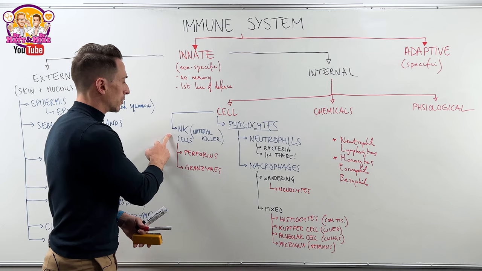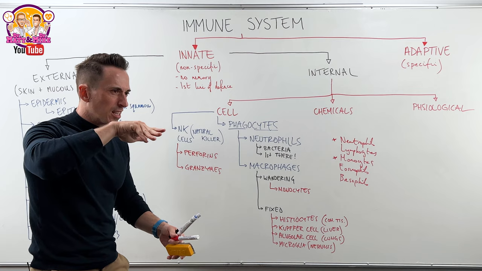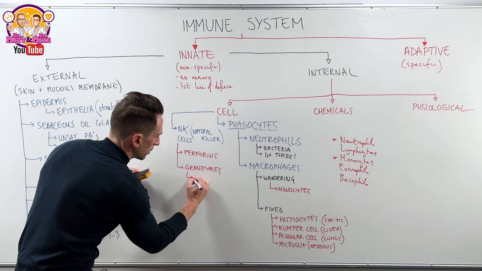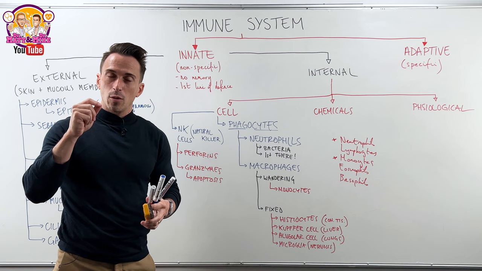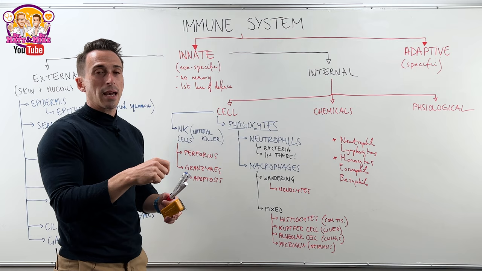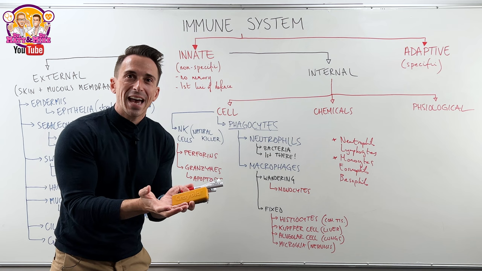Granzymes are a little bit different. Granzymes enter that cell and they trigger that invading cell to undergo apoptosis. Now, apoptosis is programmed cell death. So programmed cell death means it triggers a couple of important chemicals and proteins to say, hey, it's time to die. And what happens is the cell membrane of that cell remains intact and the inside just degrades and destroys itself. It's a clean way to trigger a cell to die.